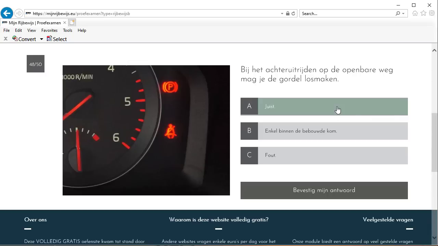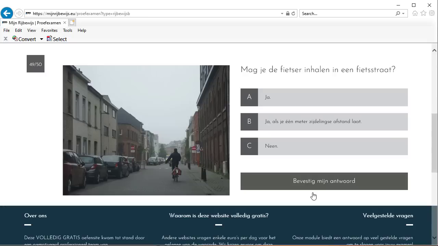Are you allowed to overtake a bicycle in a bicycle lane? Option A is yes. Option B is yes, if you are giving a lateral distance of 1 meter. Option C is no. The answer is no. You are never allowed to overtake a bicycle in a bicycle street. Okay, it's an offense.